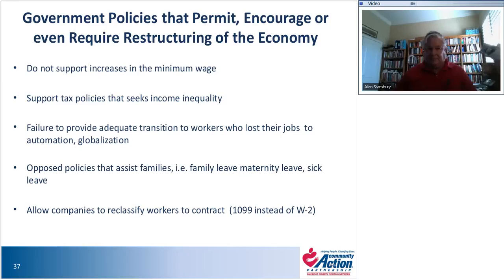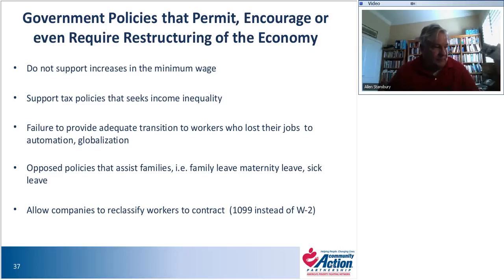So when we look at government policies that permit, encourage, or even require restructuring of the economy, what's government been doing here? Well, they have not supported increases in the minimum wage. The minimum wage has not kept up with inflation for more than 30 years. In the 1960s, when I started at the Office of Economic Opportunity, a family that had one worker that got a job at the minimum wage moved out of poverty. Not by much, but just enough. In other words, a minimum wage with one earner used to support a family. Now, minimum wage with two earners will not support a family.